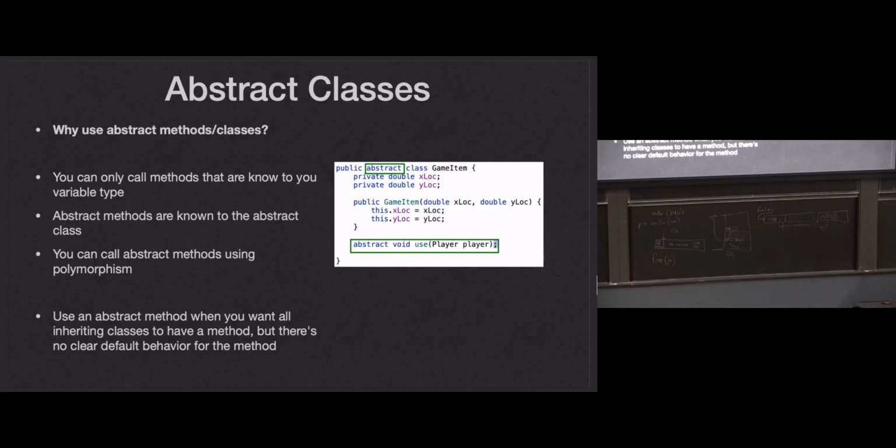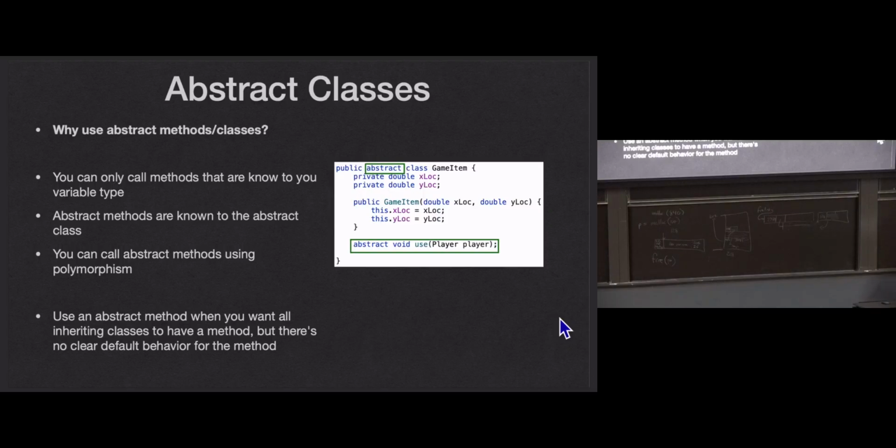I'm defining the parameter list. So I'm saying anything that extends game item will have a method called use that takes a player as a parameter and returns void. But we're not defining what that method should do at all. We're not saying that method will do this or that. We're just saying it will exist and then leaving it at that. What this gives us is, if we have an object in a variable of type game item, we know that method will exist. So we can call it from our variables of type game item without having to give it a default behavior.